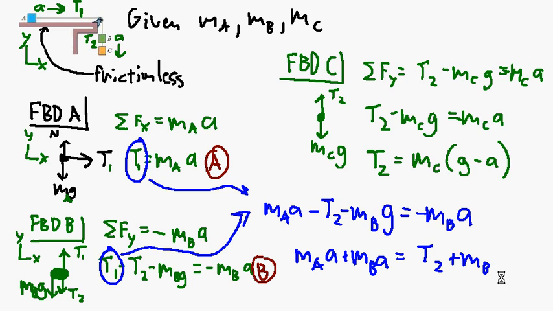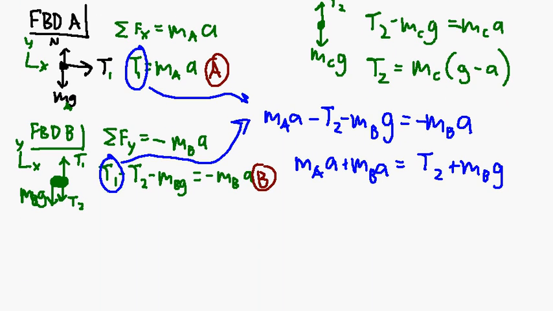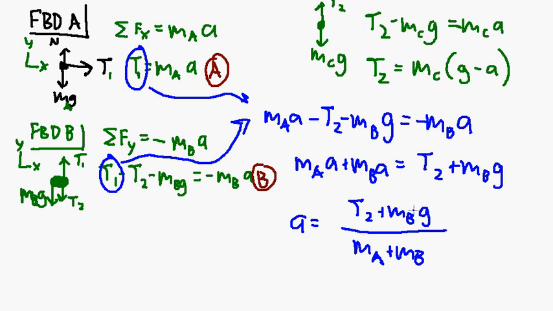All right. So moving this down a bit to get a little more space. Then this lets us solve. Oh boy. So A equals T2 plus MB times G over, I hope this is right, MA plus MB. And then finally, wow, this is going to be ugly.